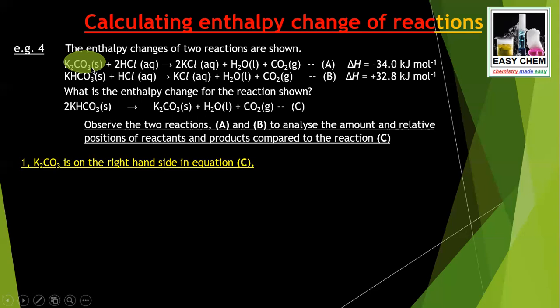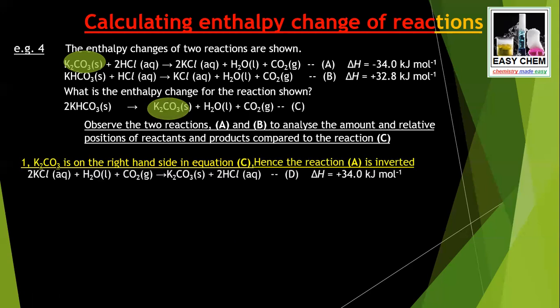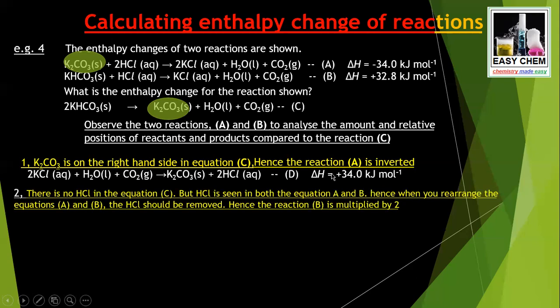In the equation A, it is on the left-hand side, but potassium carbonate is on the right-hand side in equation C. So what should you do? We had to invert the equation A. Hence, the reaction A is inverted. Now, KCl aqueous plus H2O plus carbon dioxide giving K2CO3 and 2HCl. See, I have changed the enthalpy change also from negative 34 to positive 34.